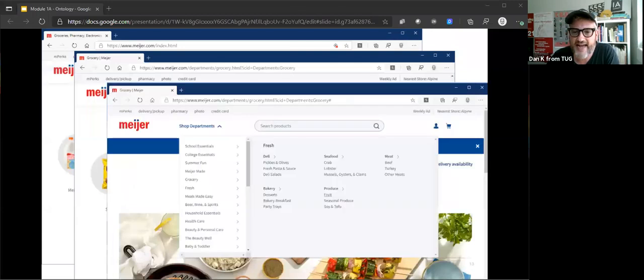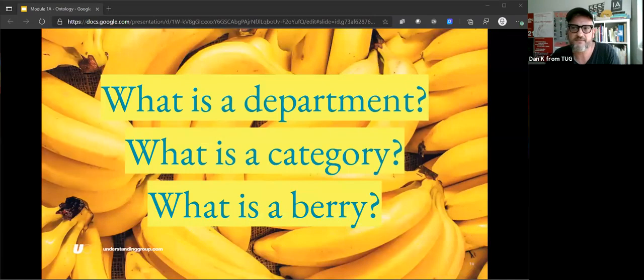And then lastly, I can go up into the menu system and try to find what I'm looking for. And here I have found, under the produce department, fruit. And so that's good enough. And the question is, where's the information architecture in that little cascade? It's questions like, what is a department? What is a category? What is anything?